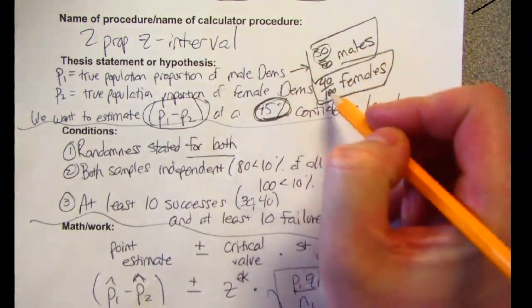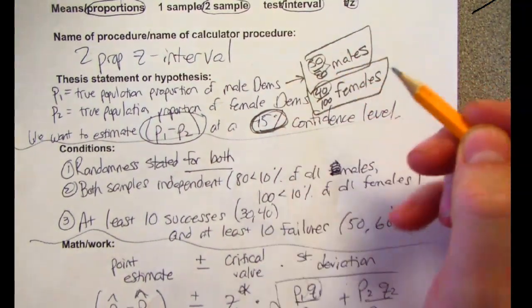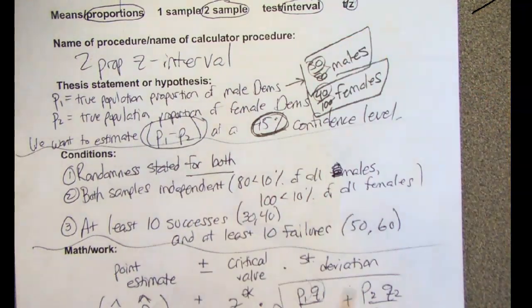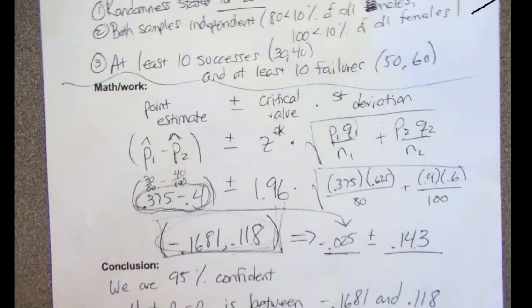So 30 successes for males, 40 successes for females. And then the other people, these other 50 and these other 60, would be considered quote unquote failures. You can name success and failure whatever you want. Don't try to take any political commentary from the math and work.